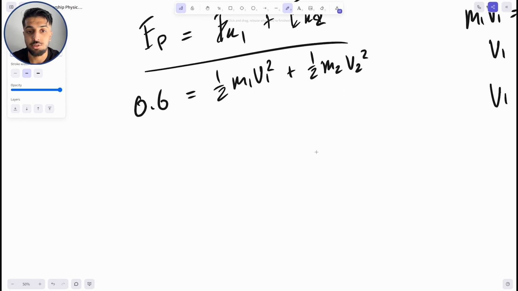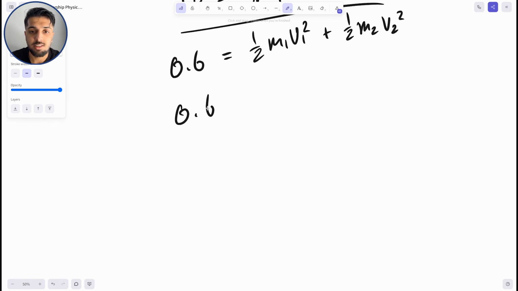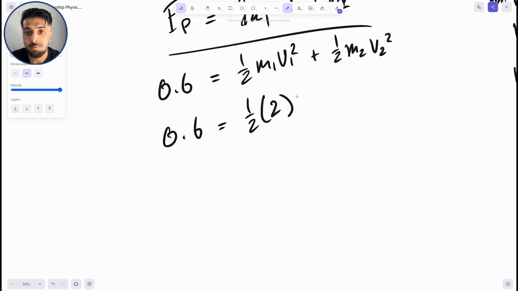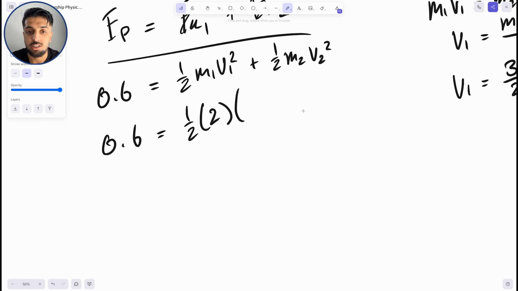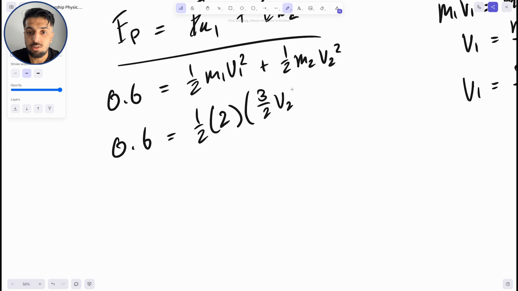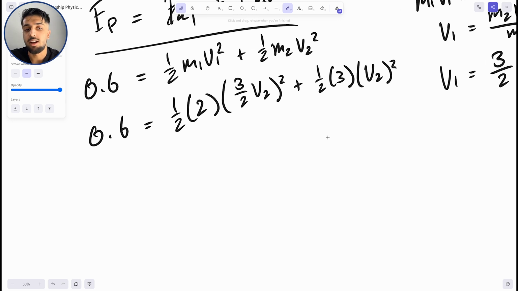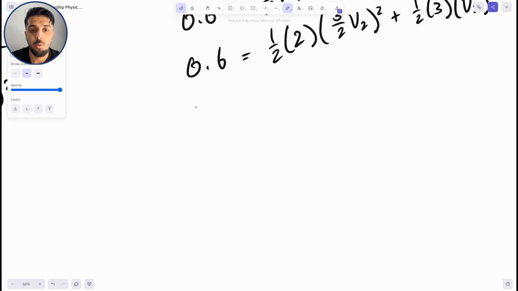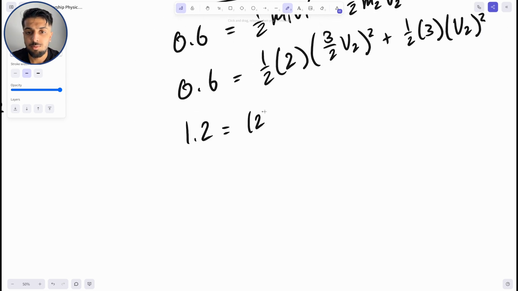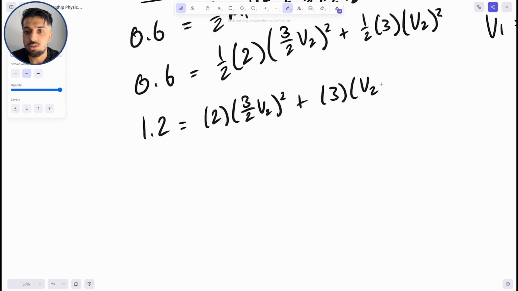So we can make that substitution, and we have 0.6 is equal to half m1, which is 2 kg, times our v1 squared, which we just found is 3 over 2 v2 squared, plus half m2, which is 3 kg, multiplied by our v2 squared. Now we can multiply both sides by 2 to get rid of our halves, and we get 1.2 is equal to 2 multiplied by 3 over 2 v2 squared plus 3 times v2 squared.